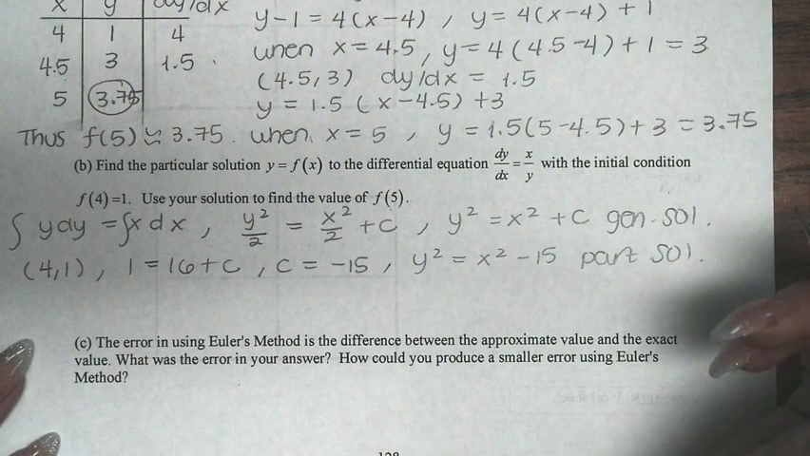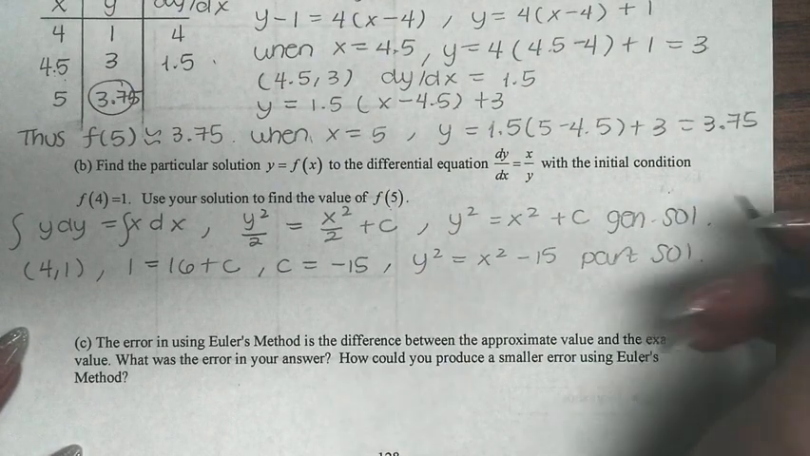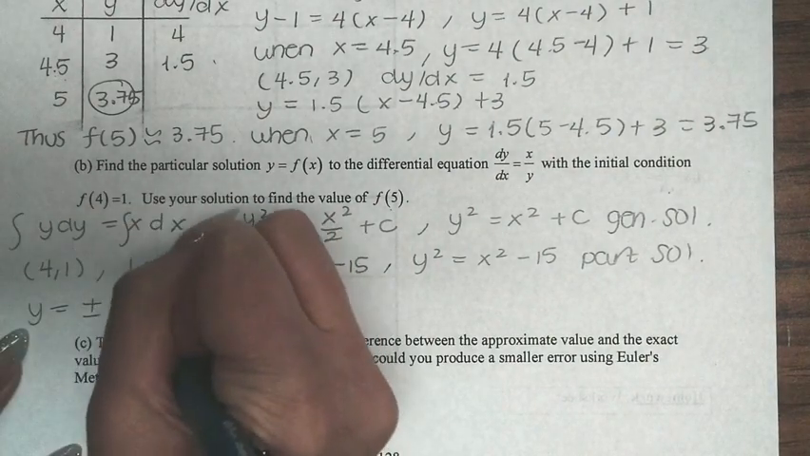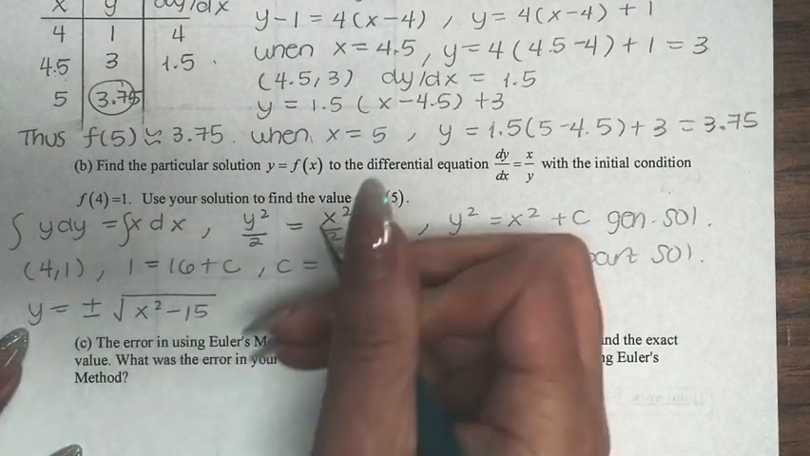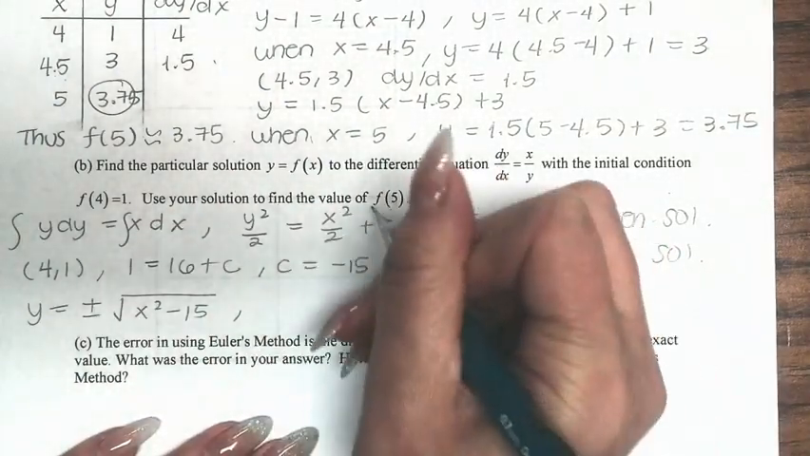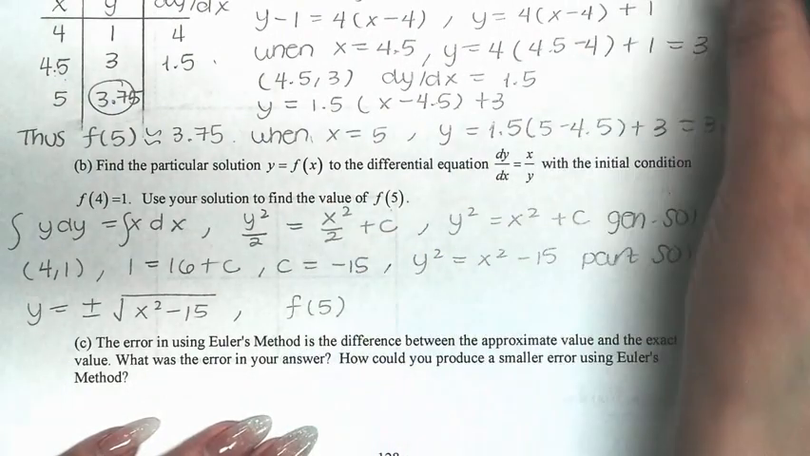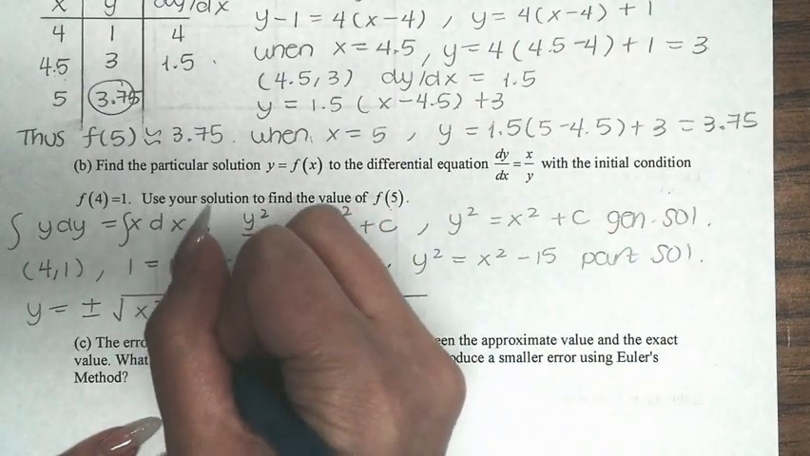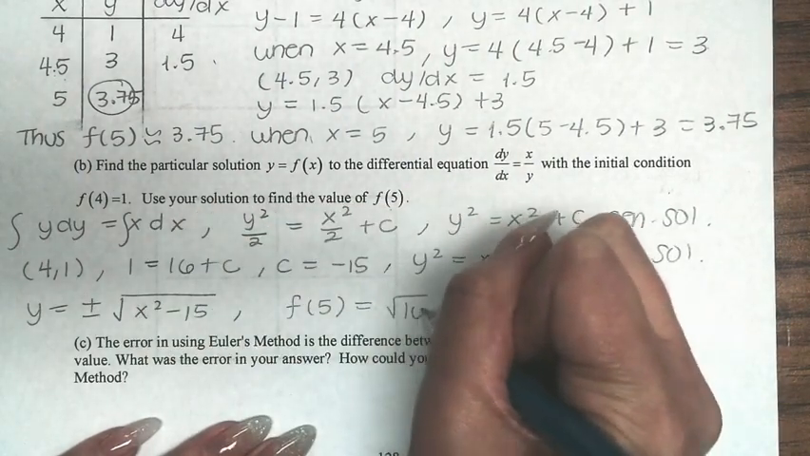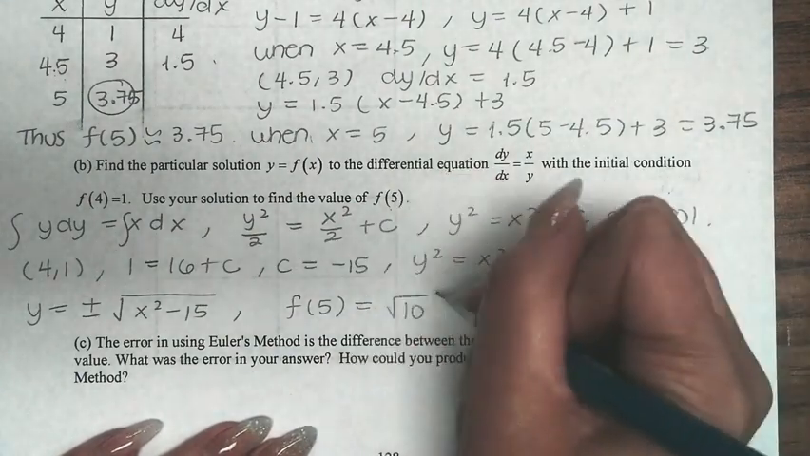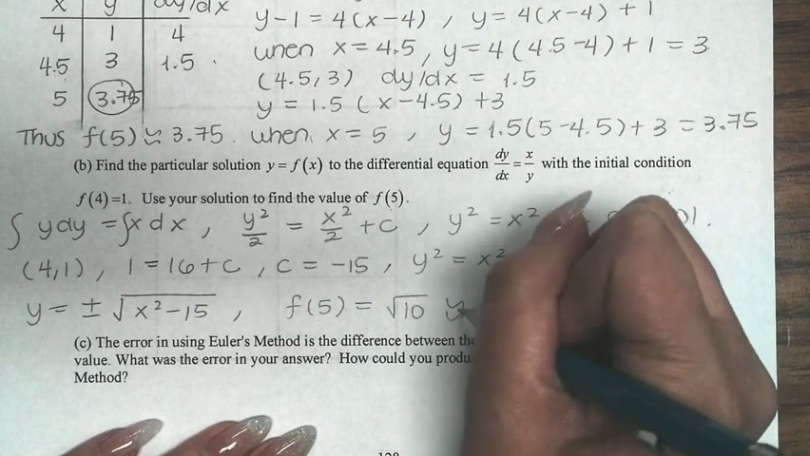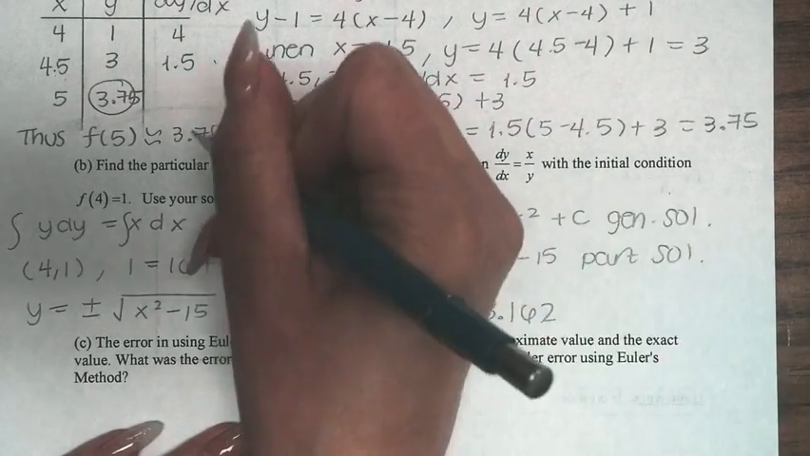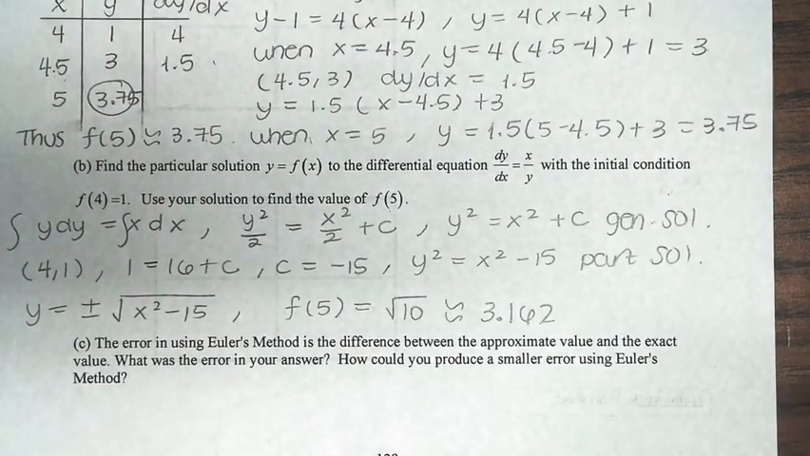Now I want to find f of 5, so this particular solution needs to be cleaned up. For this problem, we're going to select the plus, because we're working in quadrant 1 of the graph. Therefore this is going to be equal to 5 squared minus 15, 25 minus 15, which is root 10. Root 10 is roughly 3.162. So comparing this result with the Euler's result, it's close, but it's not that close.